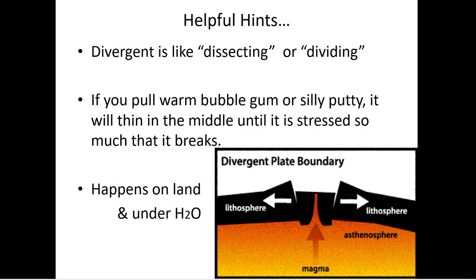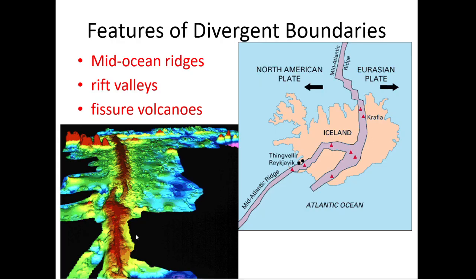Just like if you pull warm bubble gum or silly putty till it's really thin in the middle, until it's stressed so much that it breaks. And that can happen at a divergent boundary: we can stretch it so thin that it breaks, and that's when we get our magma or the mantle coming up. Happens on land and underwater. And so this is where we're talking about our fissure volcano, right?